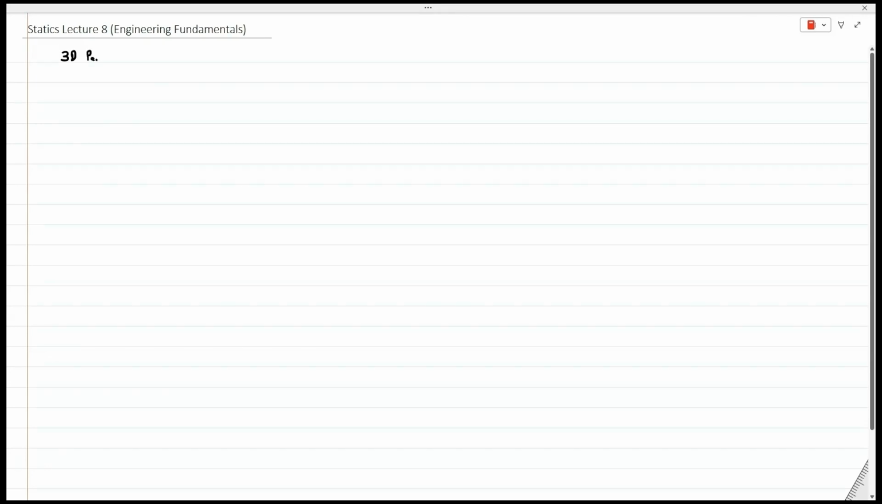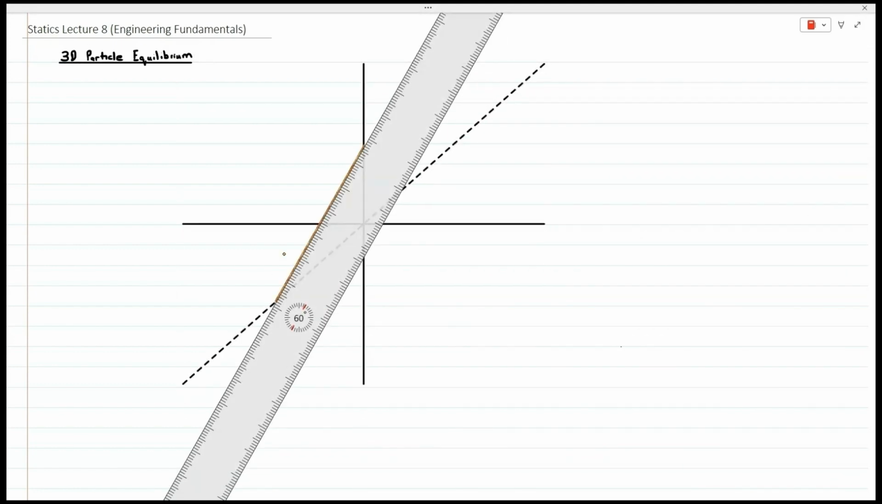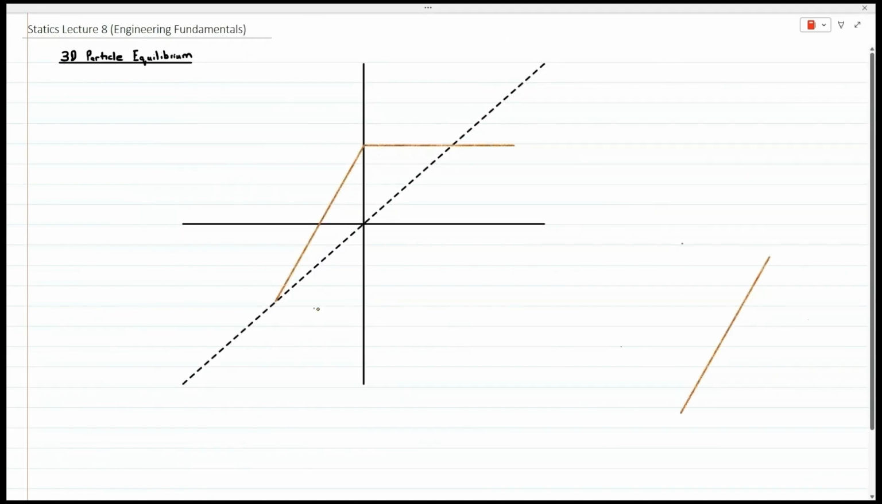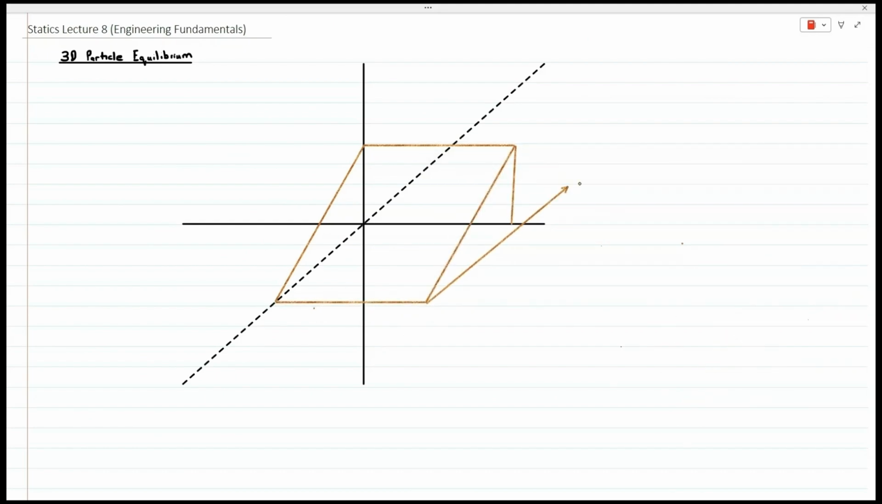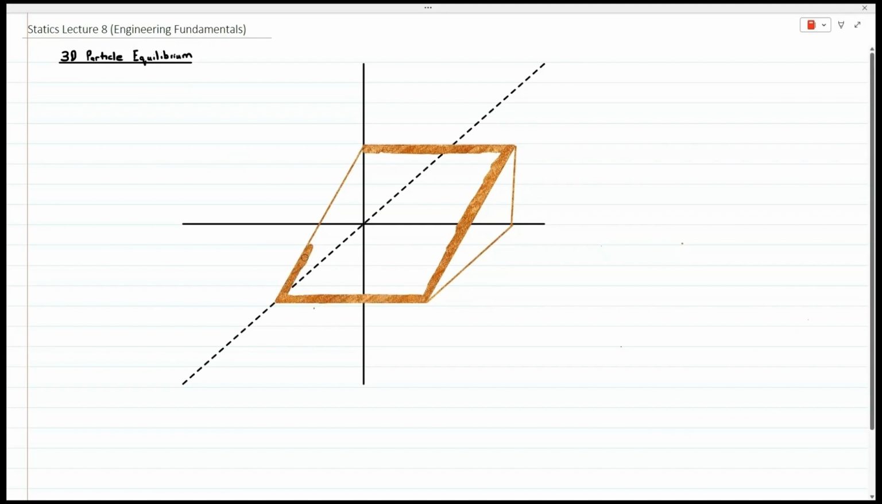Today we'll be going over a 3D particle equilibrium problem, which brings together a lot of the concepts that we learned describing three-dimensional vectors and equilibrium in general. Let's go ahead and draw the problem diagram, which is an inclined plane in three-dimensional space.